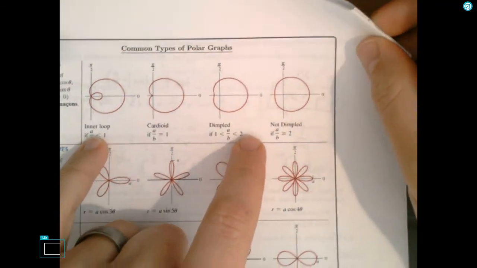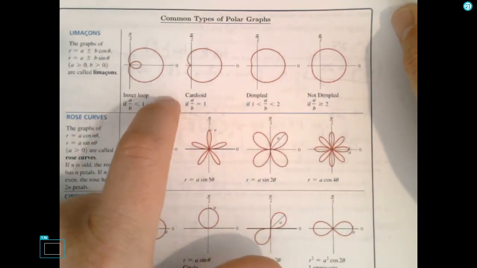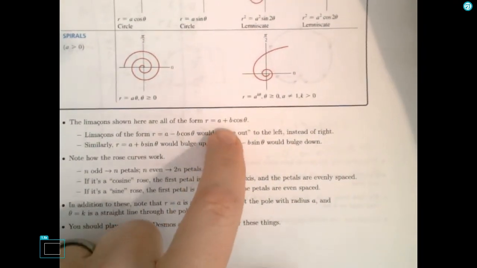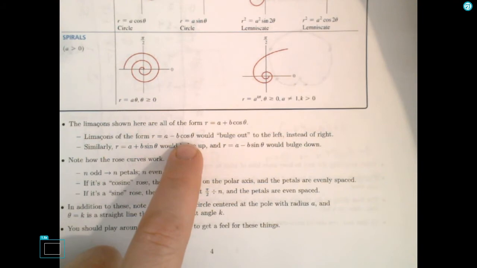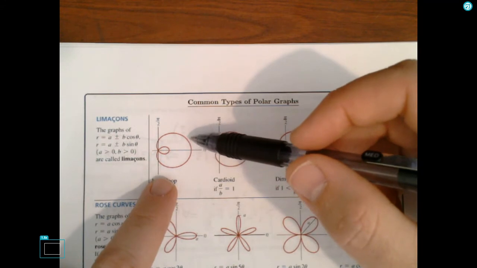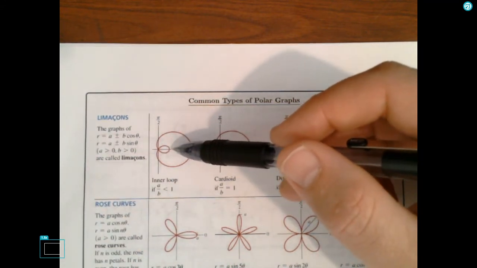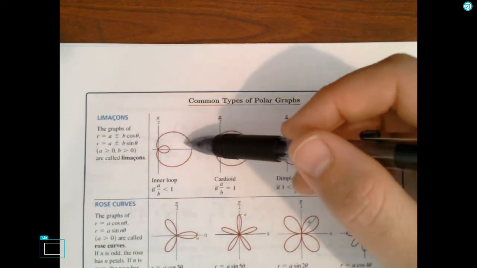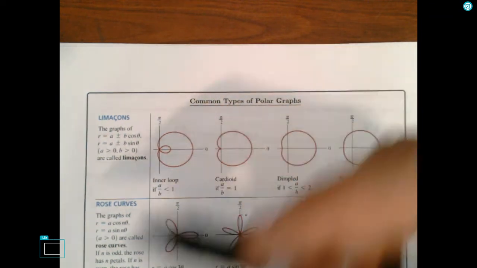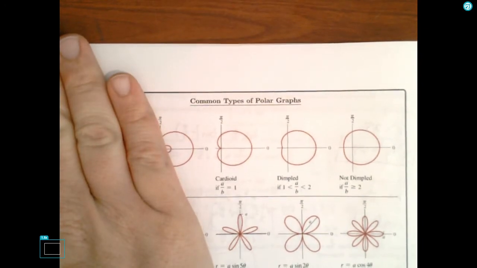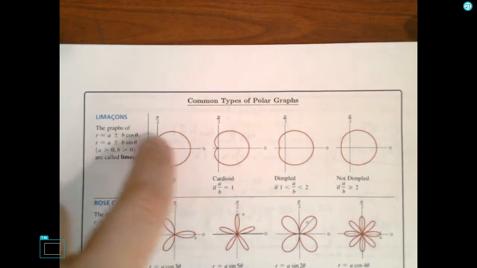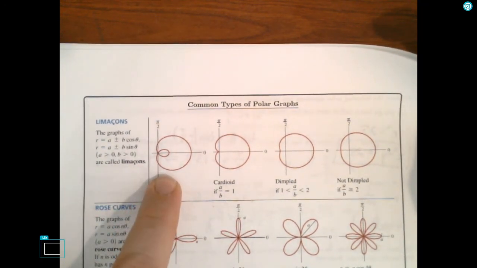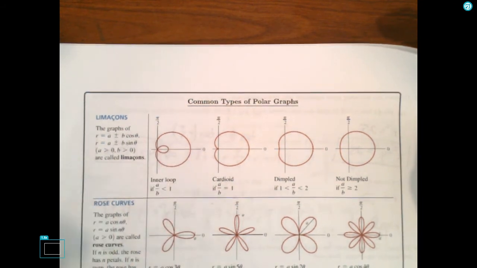Now, something to point out here is that all of these that are pictured here are of the form a plus b cosine theta. A limacon of the form a minus b cosine theta would bulge out to the left instead of to the right. So this would be something like 2 minus cosine theta would look something like this. If you had 2 plus cosine theta, it would be the mirror image flipped this way. Okay, so it would bulge out to the left instead of bulging out to the right. It kind of points to the left. So this is for an a plus b cosine theta. A minus b would flip the other way around.